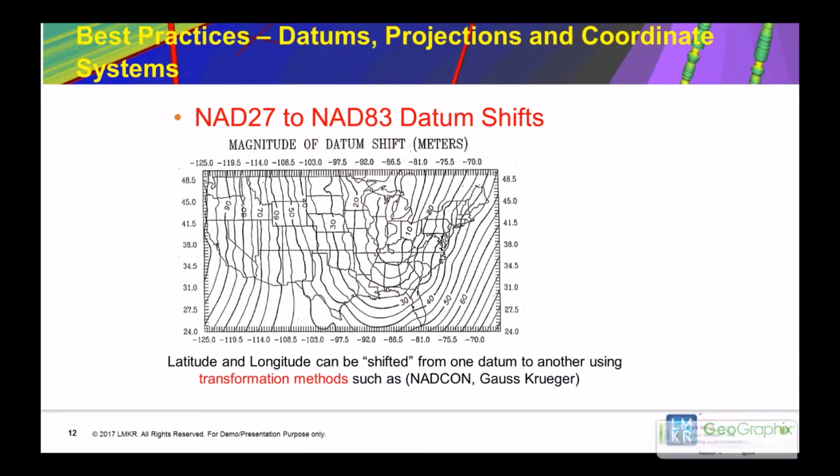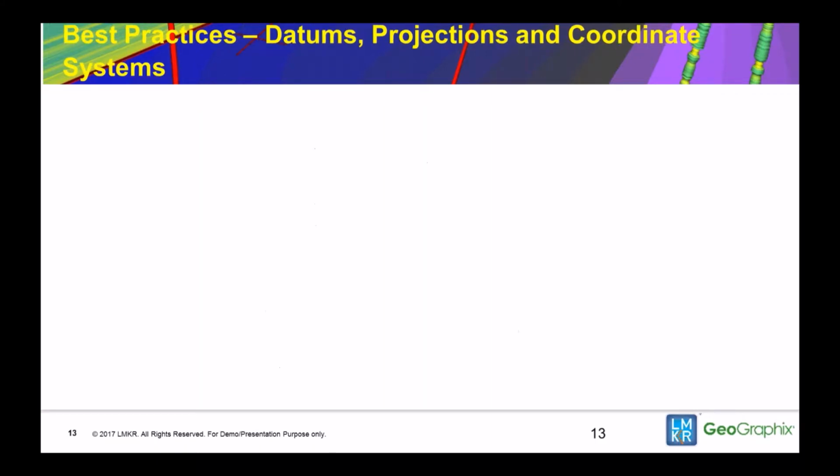And that's what you use when you use NADCON. If you're presented with a number of transformation methods, and NADCON is an option, always use NADCON. It is by far the most accurate way to shift latitudes and longitudes from one datum to another.